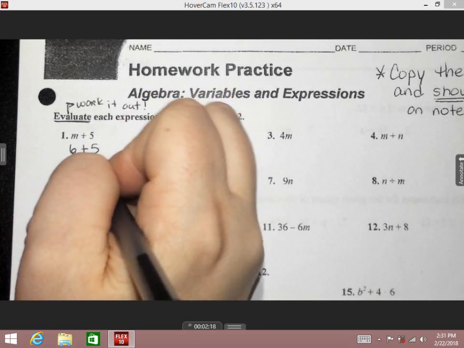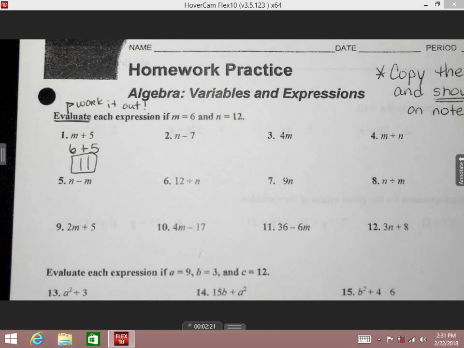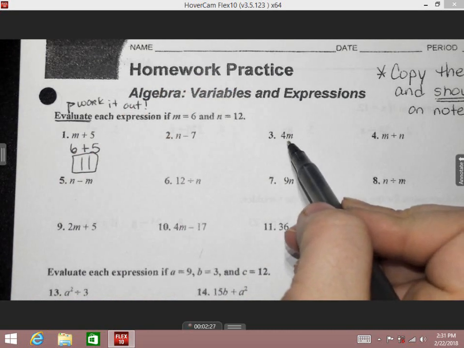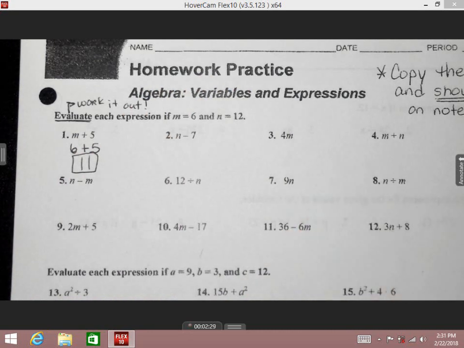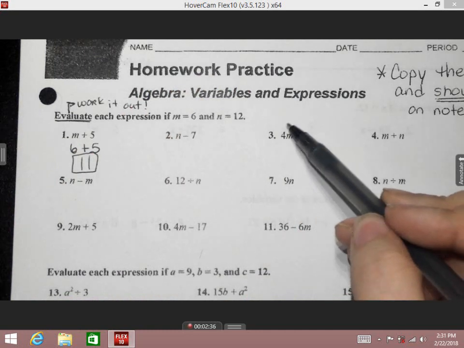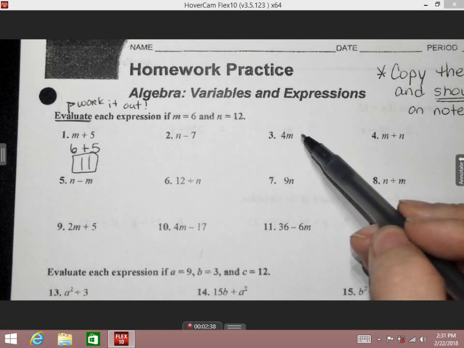There we go. All right, guys, we're going to skip over number 2, probably because you're going to do it for homework. So let's look over at number 3. Number 3 says 4 for m. Now, guys, before I start just plugging in numbers, let's talk about operations. There's an operation happening here, even if I can't see it. What operation is that, Sadie?